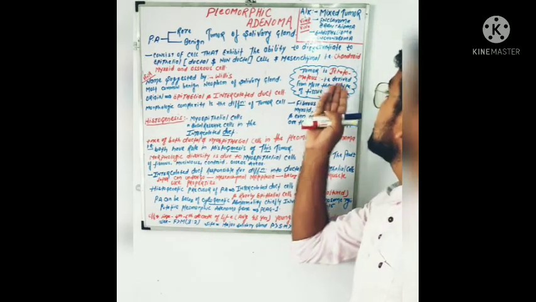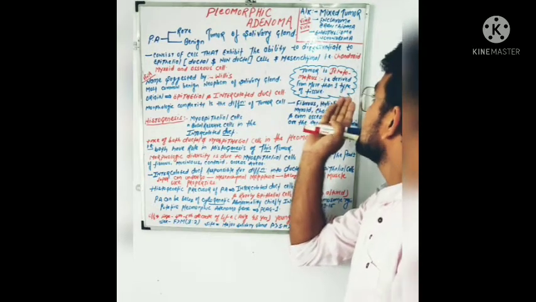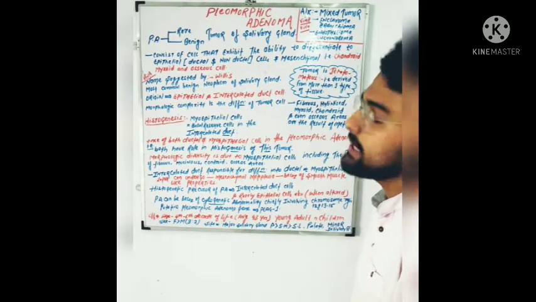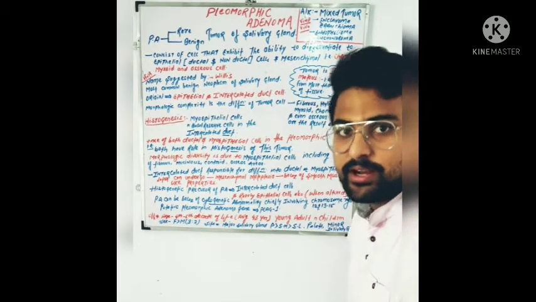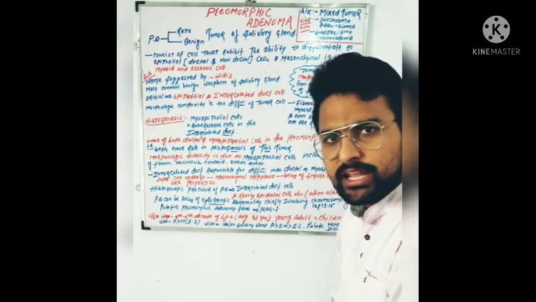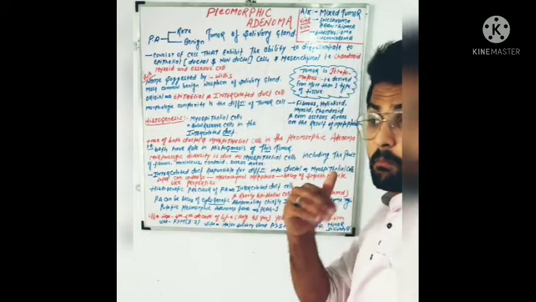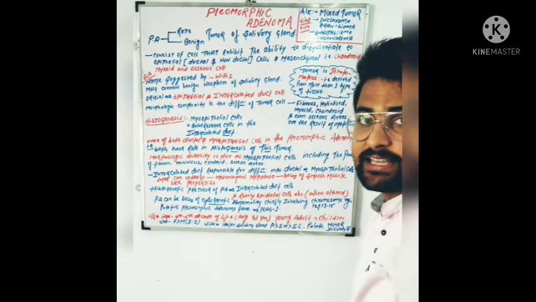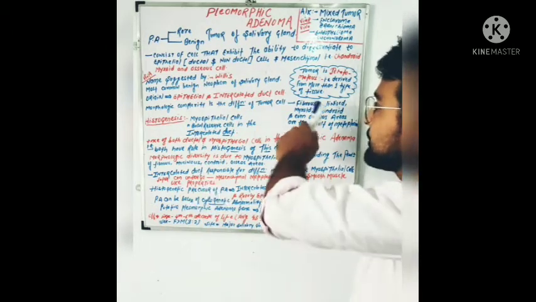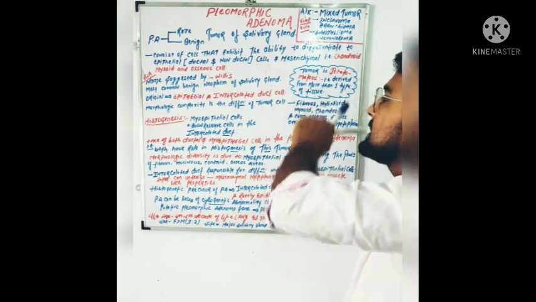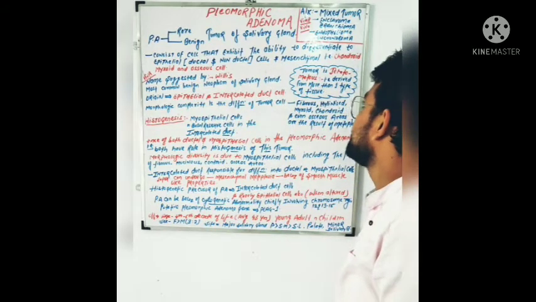Now, the tumor is teratomatous, that is, derived from more than one type of tissue. This tumor is derived from more than one type of tissue. Yes, we have discussed pleomorphic, meaning more than one type of tissue is involved in the origin of this tumor. So they are called teratomatous tissue.